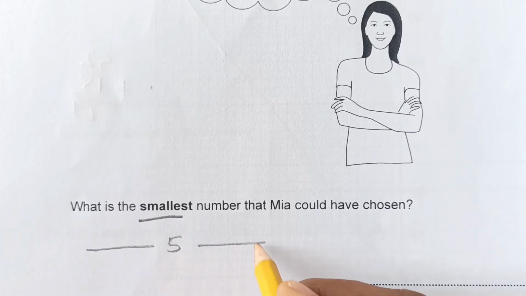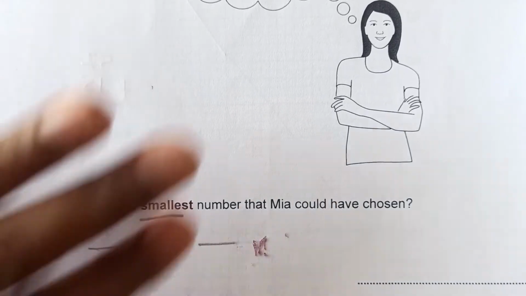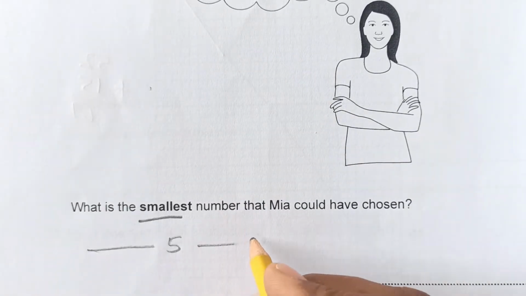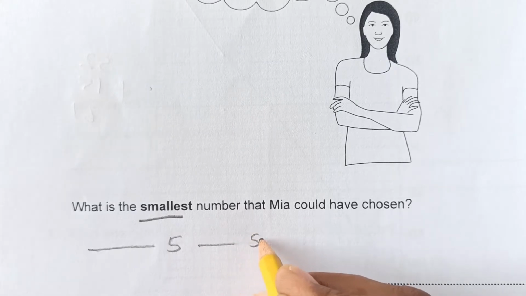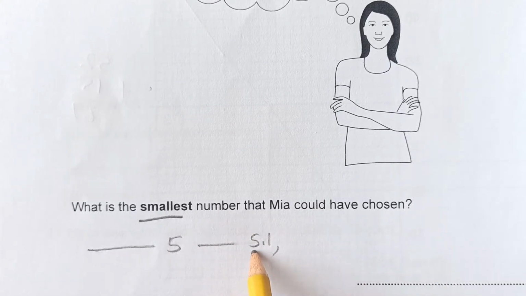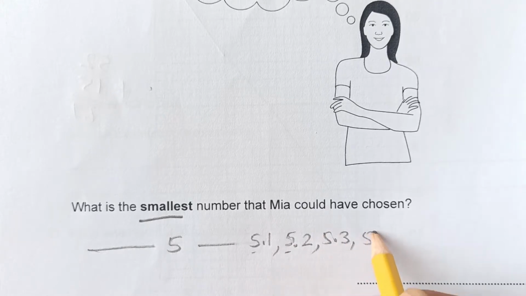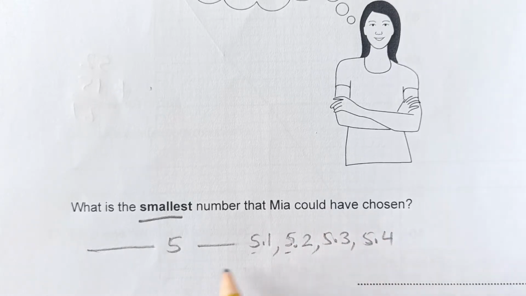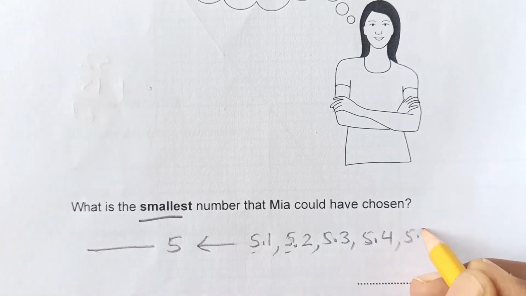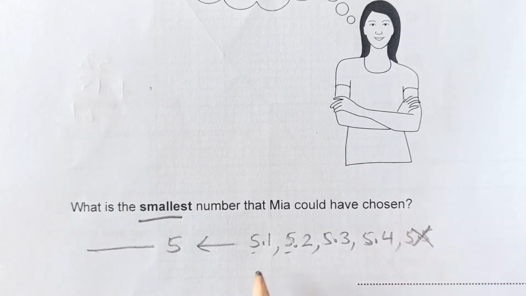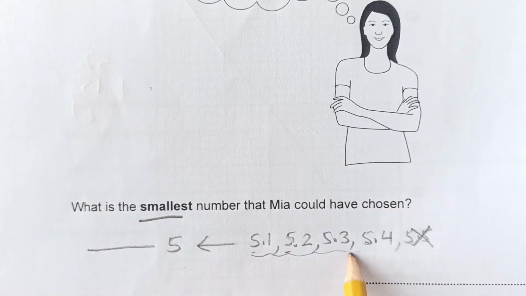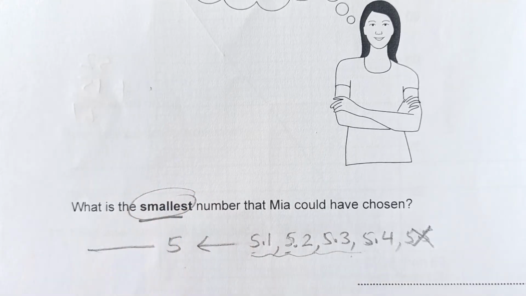If we look at the rounding from 5, the next number may be 5.1. When you round it to the whole number it will be 5. Then 5.2, when you round again it will be 5, then 5.3, same, 5.4, right? So 5.4 will also be rounded down to 5. And if we take 5.5, this is greater. Now all these numbers are greater than 5, but we are looking for the smallest number.